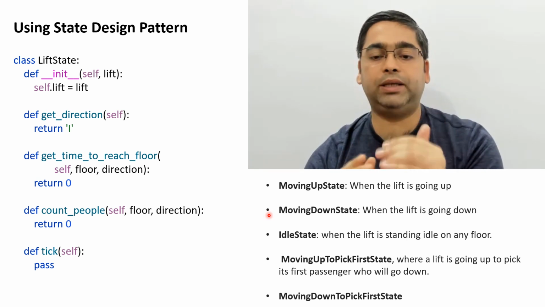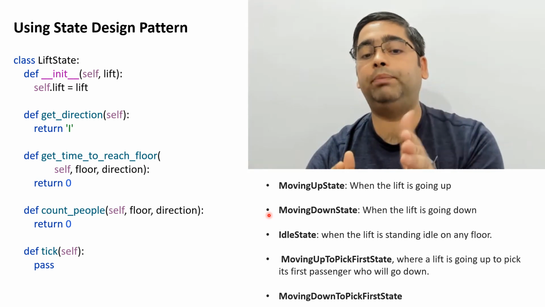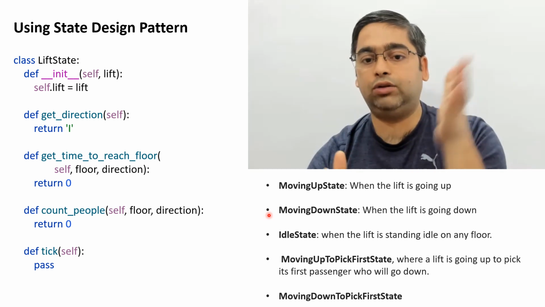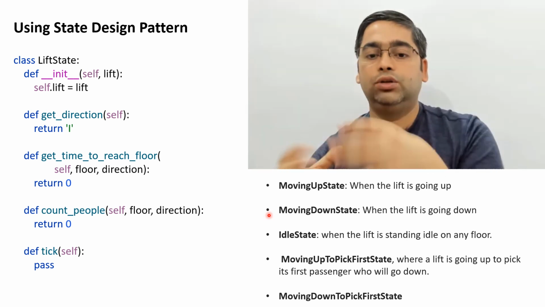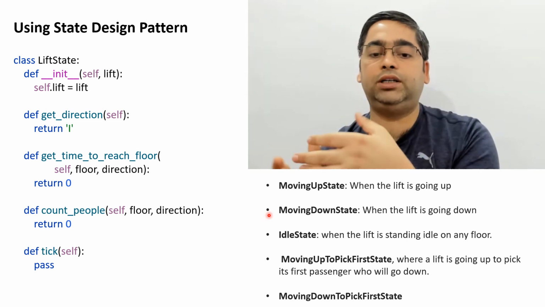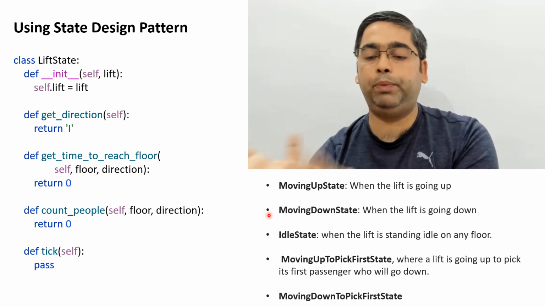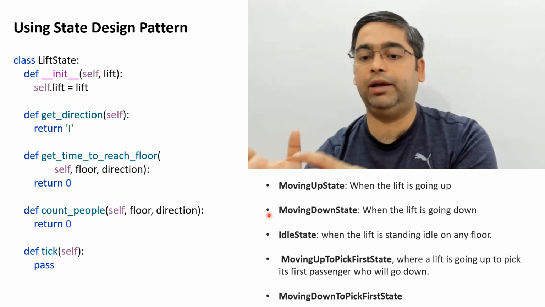Since the first passenger inside the lift will go down, even though the lift is moving up, it cannot take any up requests. It has already been assigned to a down request. So this is a unique case, where the lift is taking the request against the direction of its movement. So this will be our moving up to pick first state. We will see how it behaves.